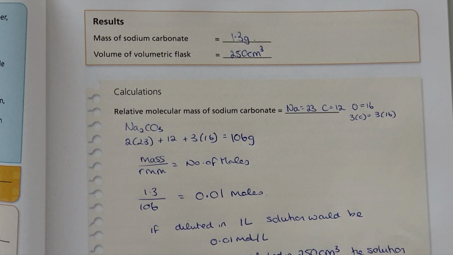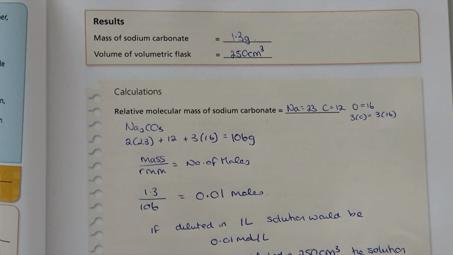Okay, in this experiment we were making up a standard solution. We had to weigh out a certain amount of sodium carbonate, and it was around about 1.3 grams that you should have weighed out. Now if it's any different, 1.31 or 1.32, that's fine. There's no point in wasting time at the weighing scale trying to make it perfect. Just make sure that you have accurately noted the actual weight of the sodium carbonate.